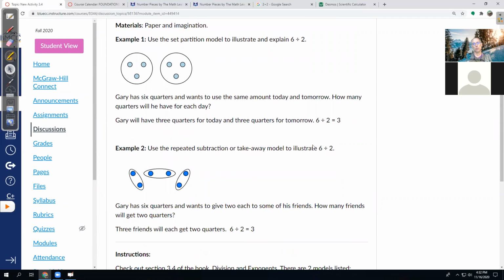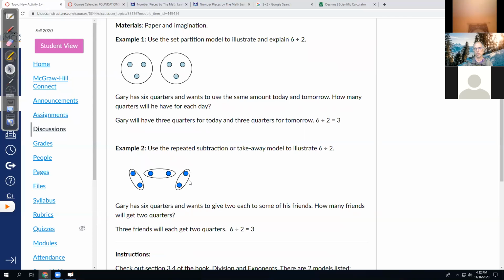This is the repeated subtraction. How many times can I take 2 away from 6, right? How many groups of 2 are in 6? Now that's a different picture. It's got to be a different story. Now, although I still have Gary in 6 quarters, I changed the story. Gary has 6 quarters and wants to give 2 each to some of his friends. How many friends will get 2 quarters? So I can see 1, 2, 3 friends will get 2 quarters each.